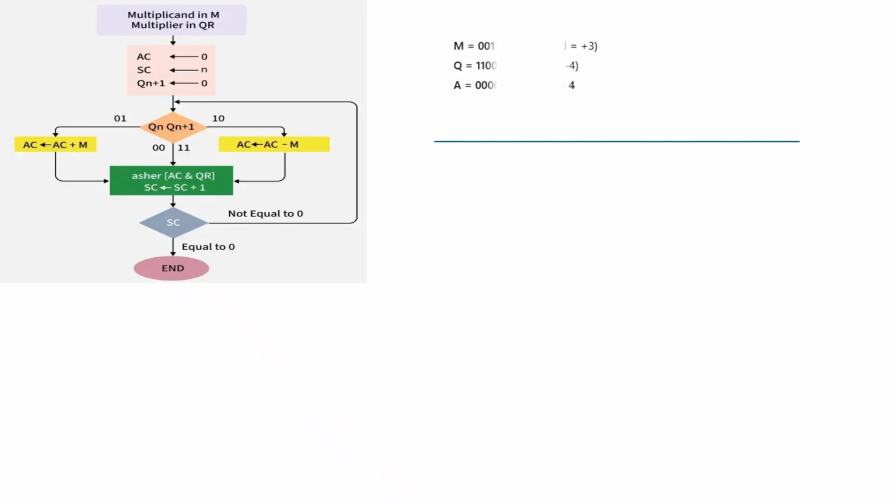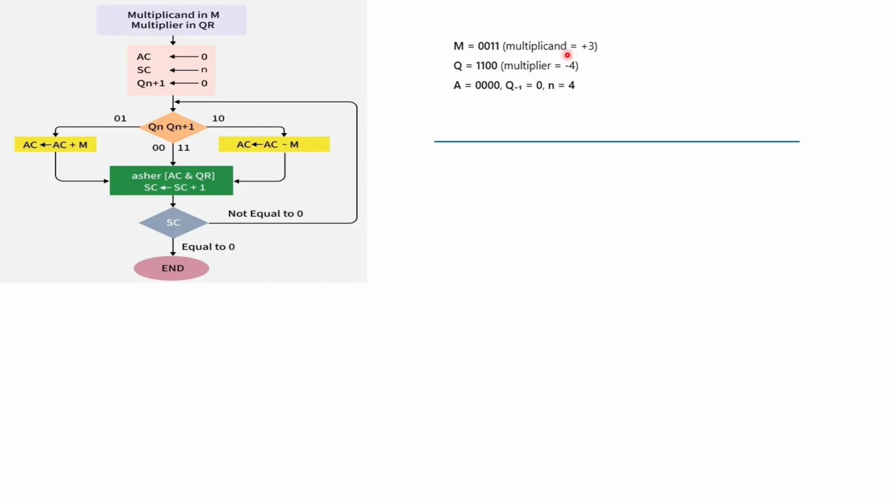So here is the algorithm. Suppose we are going to perform the multiplication of 3 into minus 4. First thing is, what is A? A always starts from all zeros. How do we know how many zeros we should take? It depends on the number of bits.